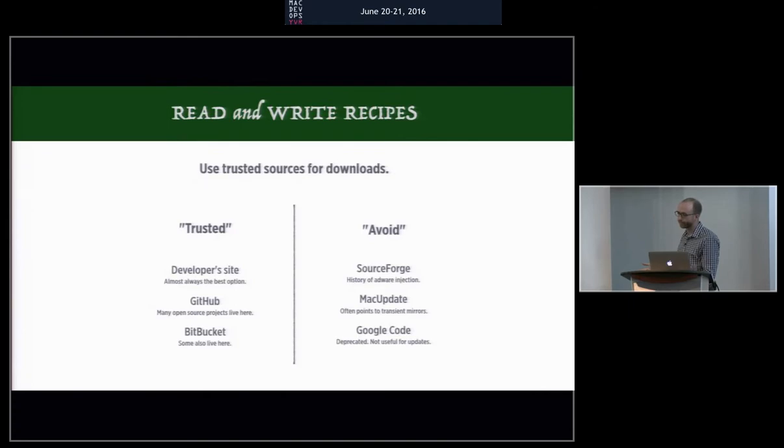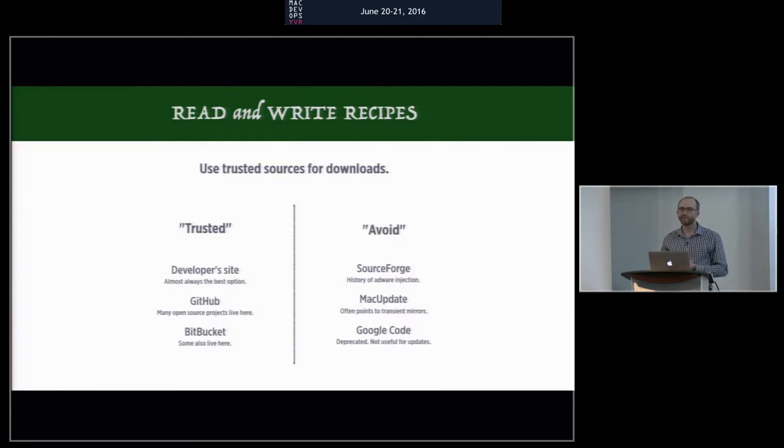And then finally, when you're writing recipes, use trusted sources for downloads, of course. The developer's site is always the number one most trusted place. It depends on the developer too, and how secure they are. But usually you want the software directly from the horse's mouth, as they say. If the project is hosted on GitHub or Bitbucket, I would say those are equally good. I would generally avoid SourceForge lately. It's been kind of questionable reputation.